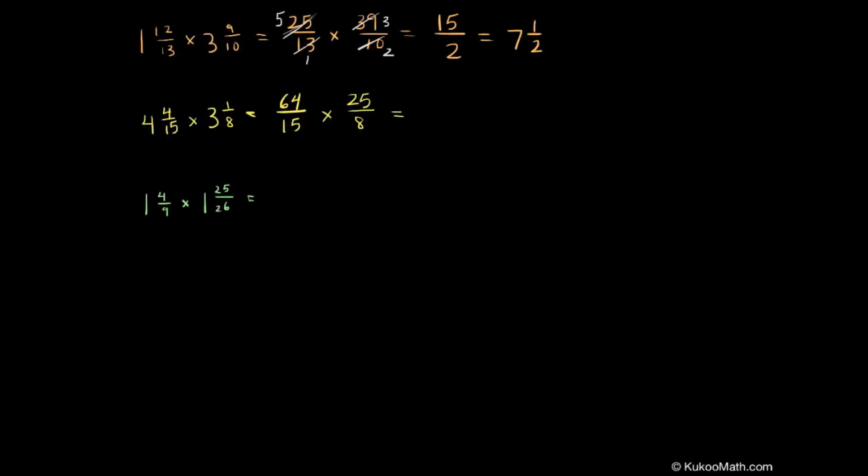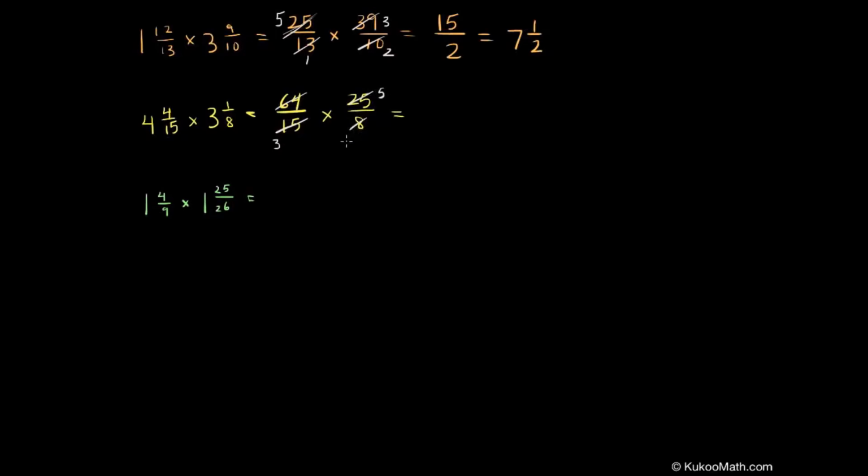Now let's simplify. So 15 and 25. Both of these can be divided by 5. And when you divide by 5, this becomes 3 and this becomes 5.